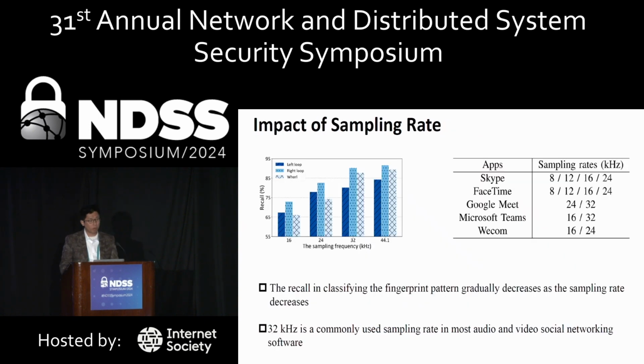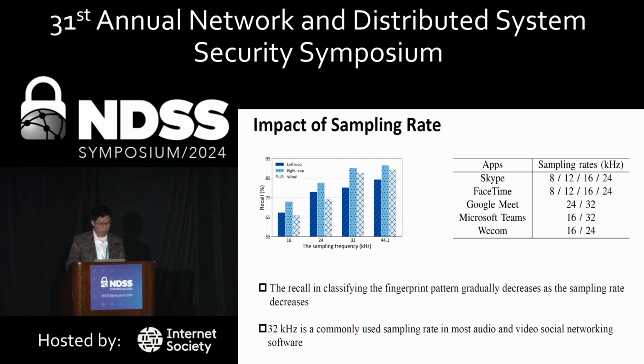Second, the sample rate is most important here because we try to infer some information through the social network. So the sample rate, I guess, is the most practical inference here. We test with different sample rates, and we find the recall in classifying the fingerprint pattern, which means trying to predict the level 1, will gradually decrease as the sample rate decreases.